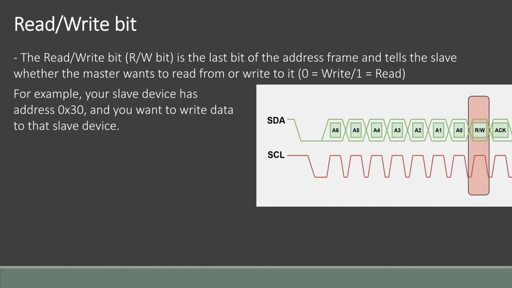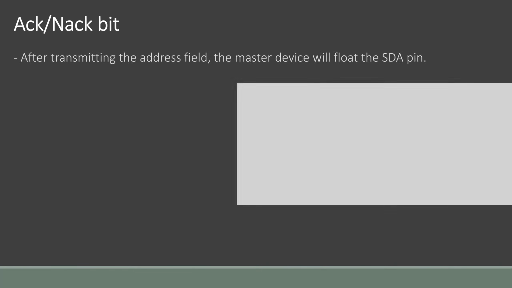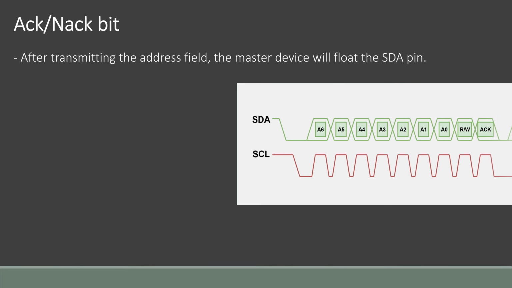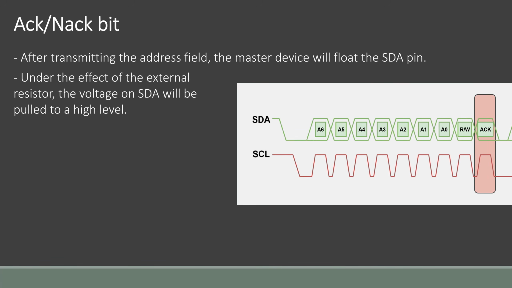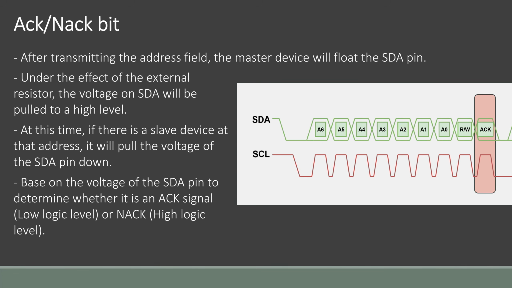Example, slave address equals 0x30. Write: 0x30 with bit 0 equals 0x60. Read: 0x30 with bit 1 equals 0x61. After sending the address, the master floats SDA. The pull-up resistor pulls it high. If a slave exists, it pulls SDA low. The master checks the SDA voltage to detect an ACK, low, or a NACK, high.